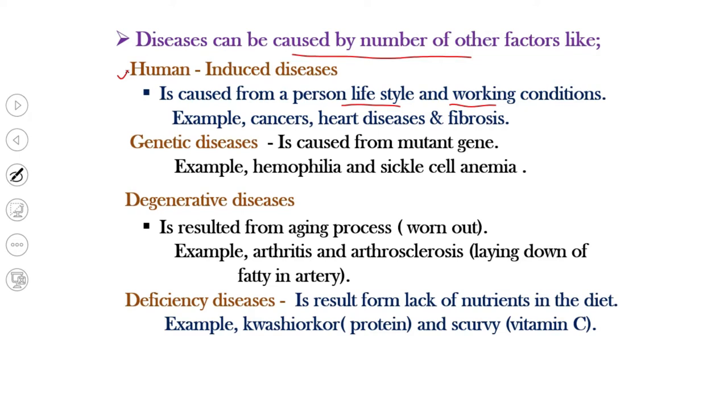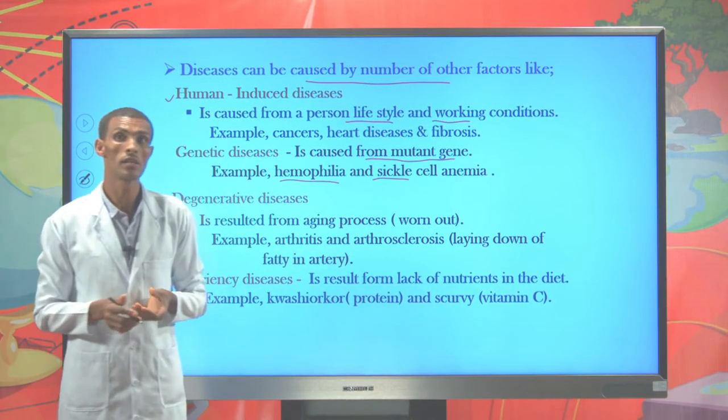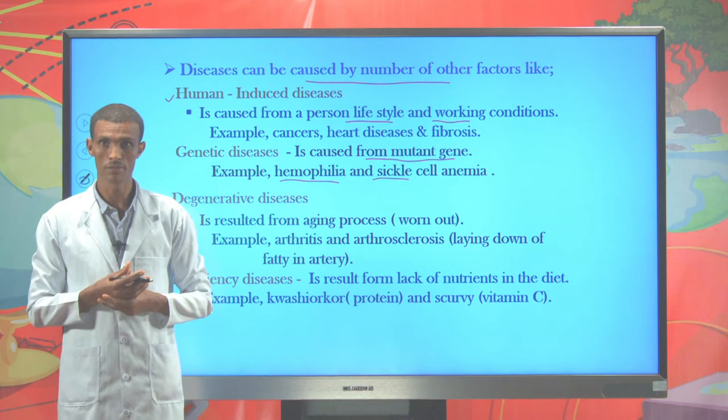A disease can be encountered as a result of mutation of a sequence of amino acids, or mutation of a sequence of bases. When a single base is added, deleted, or substituted, it can result in disease. Such a disease is said to be a genetic disease. For example, hemophilia and sickle cell anemia are examples of genetic disease.